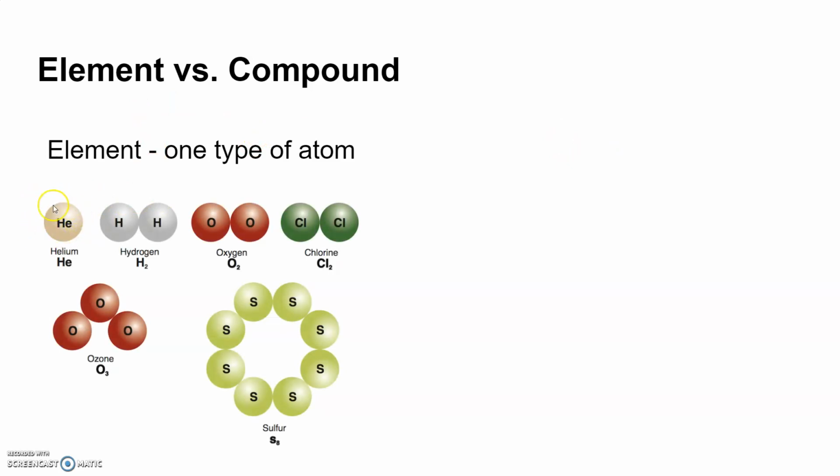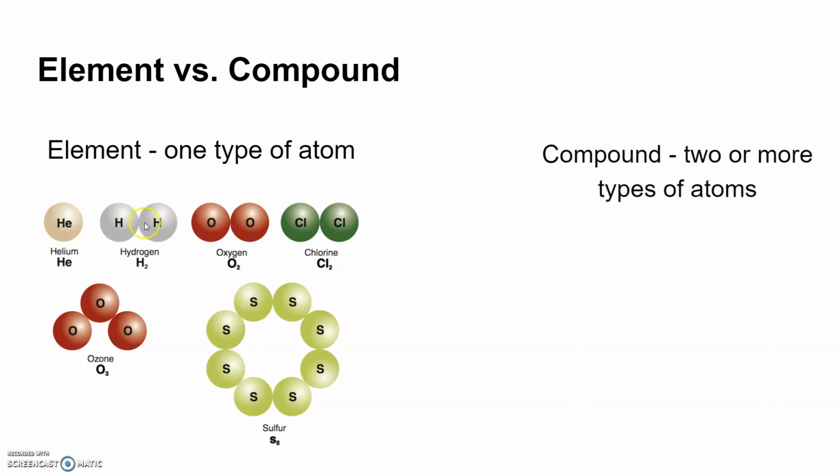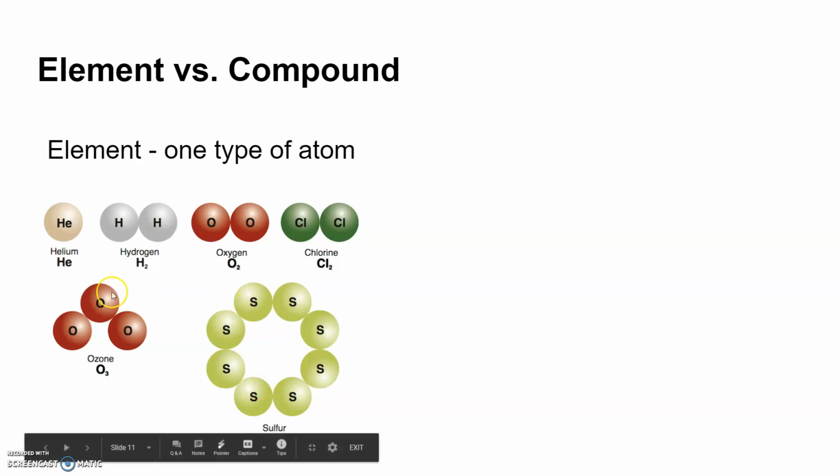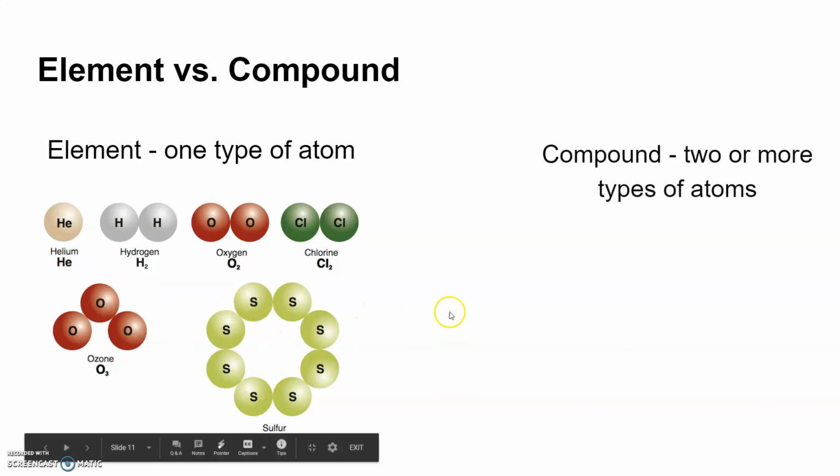You can have the element helium, so it just has a single helium atom. And then we have some molecules that are elements. Molecule means it's made up of 2 atoms. But in the case of an element, if your molecule is an element, it only has one type of atom. So H2 only has hydrogen atoms, O2 only has oxygen atoms, chlorine only has Cl atoms, sulfur only has S atoms, and ozone only has oxygen atoms.